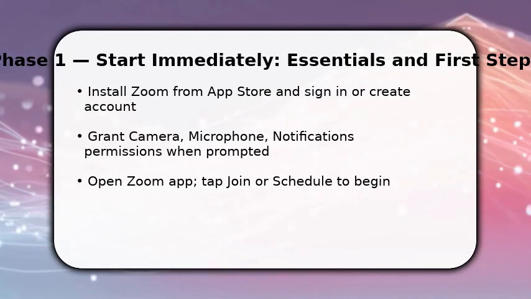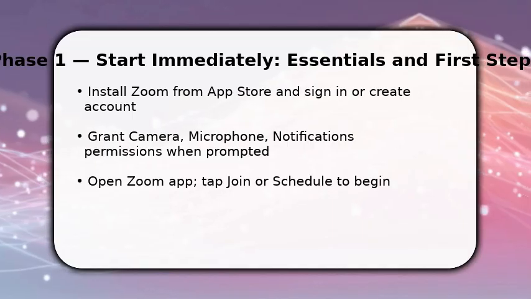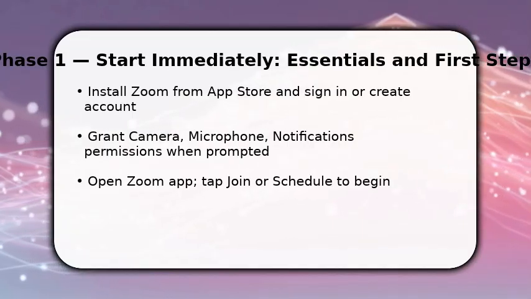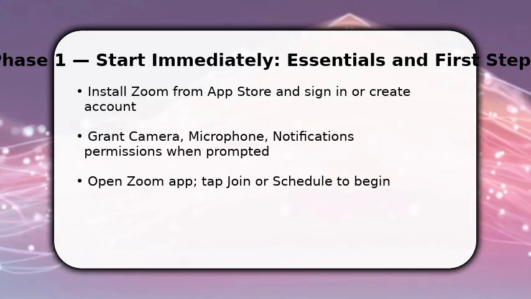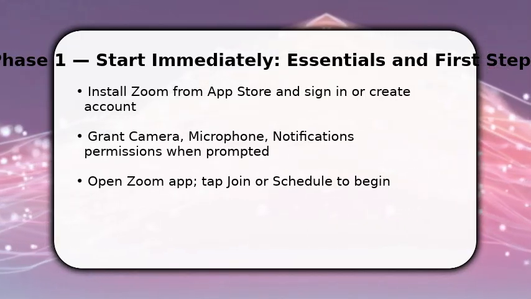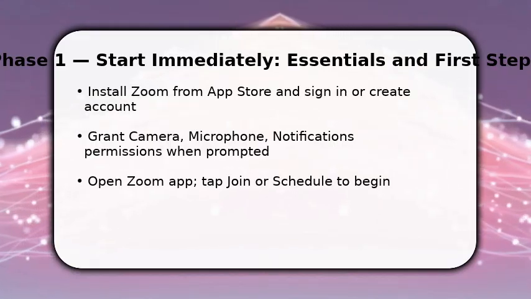Tap Join to enter a meeting with an ID, or tap Schedule to create one and set date, time, and meeting options. Make sure to choose Use Personal Meeting ID only if you want a persistent link. Once done, confirm audio type, call over internet, and test your microphone briefly before proceeding.